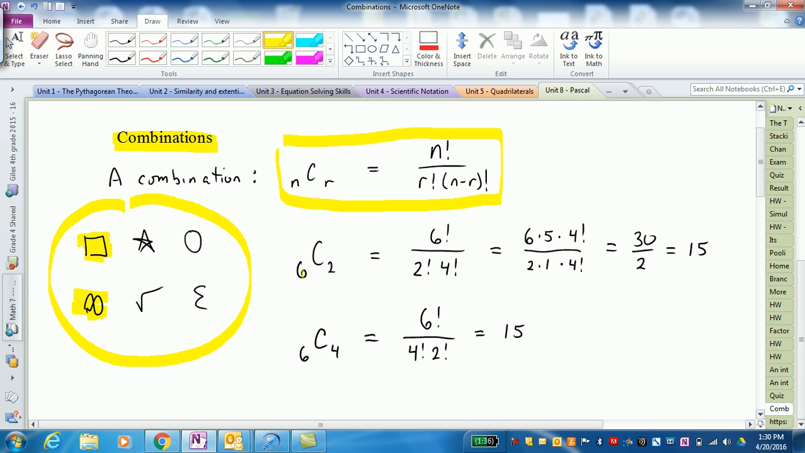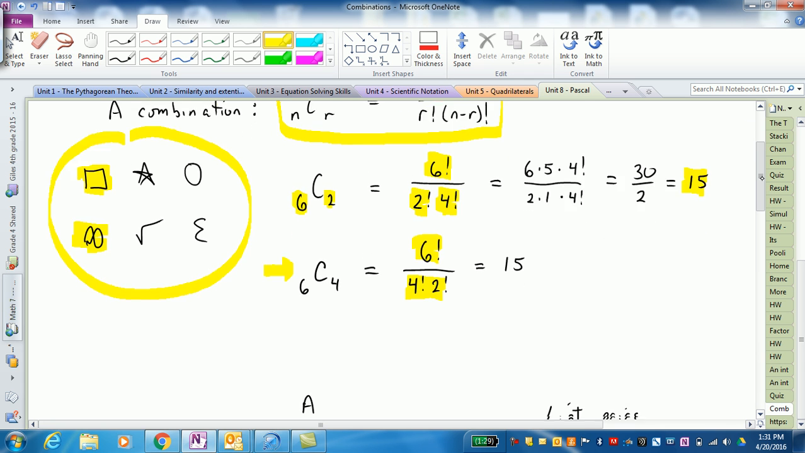The particular example says if I have 6 objects and I want to choose 2, then it can be done in 6 factorial, which matches that, divided by 2 factorial, which matches that, and then 6 minus 2 is the 4 factorial part. If you do the simplification, that comes out to be 15 possible combinations. The mathematics of 6 choose 2 is the same as 6 choose 4. If you look at the numbers, 6 factorial, 4 factorial, and 2 factorial is still 15.